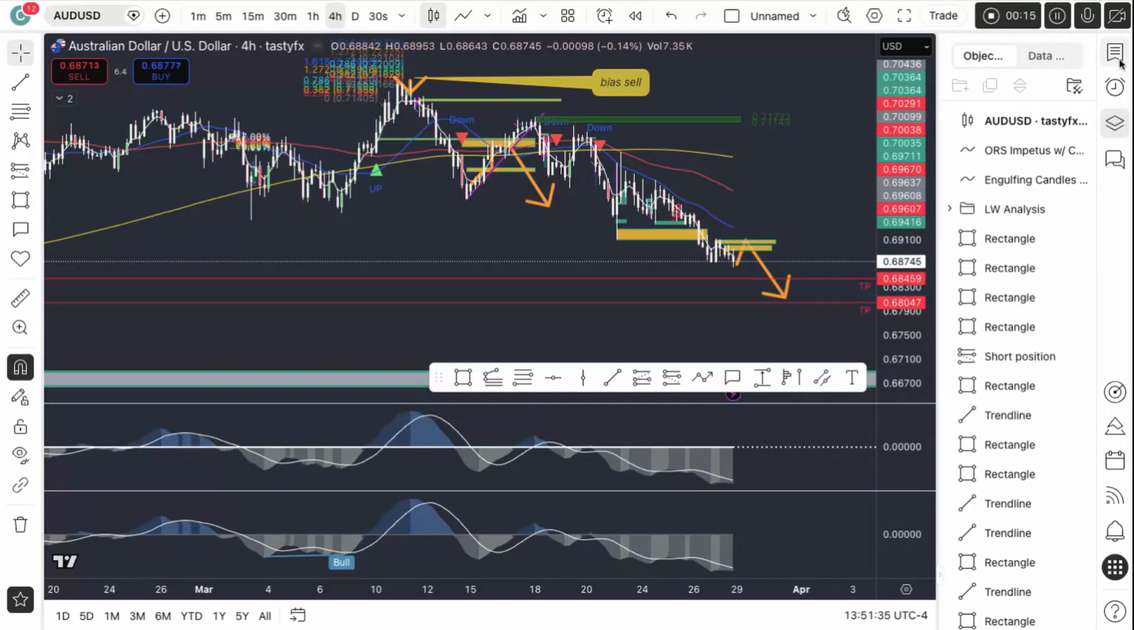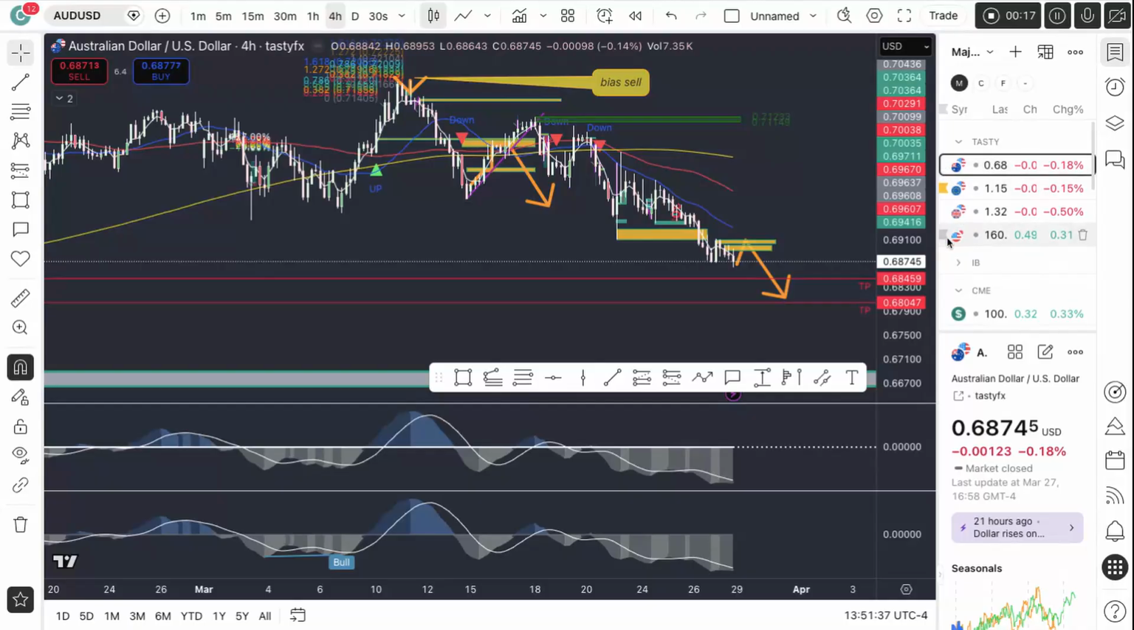I'll be going over what I saw last week, how did that play out, and what I expect for this week. So last week on AUD USD, my expectation was that the market was going to go lower, and it did. I said that the move had initiated from the previous week.